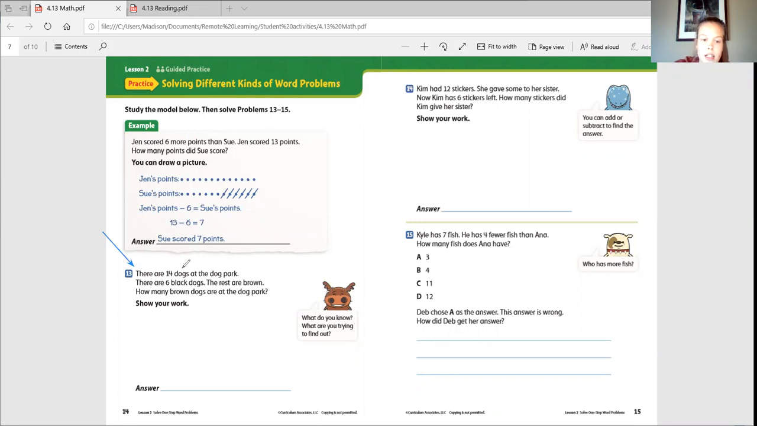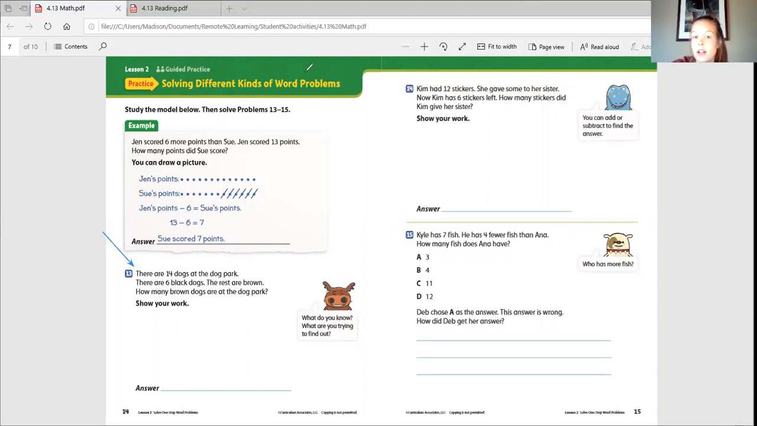There are 14 dogs at the dog park. There are 6 black dogs. The rest are brown. How many brown dogs are at the dog park? So remember to think about what you know and what you are trying to find. Think about your whole and your parts, and pause this video to try to solve it and then come back.